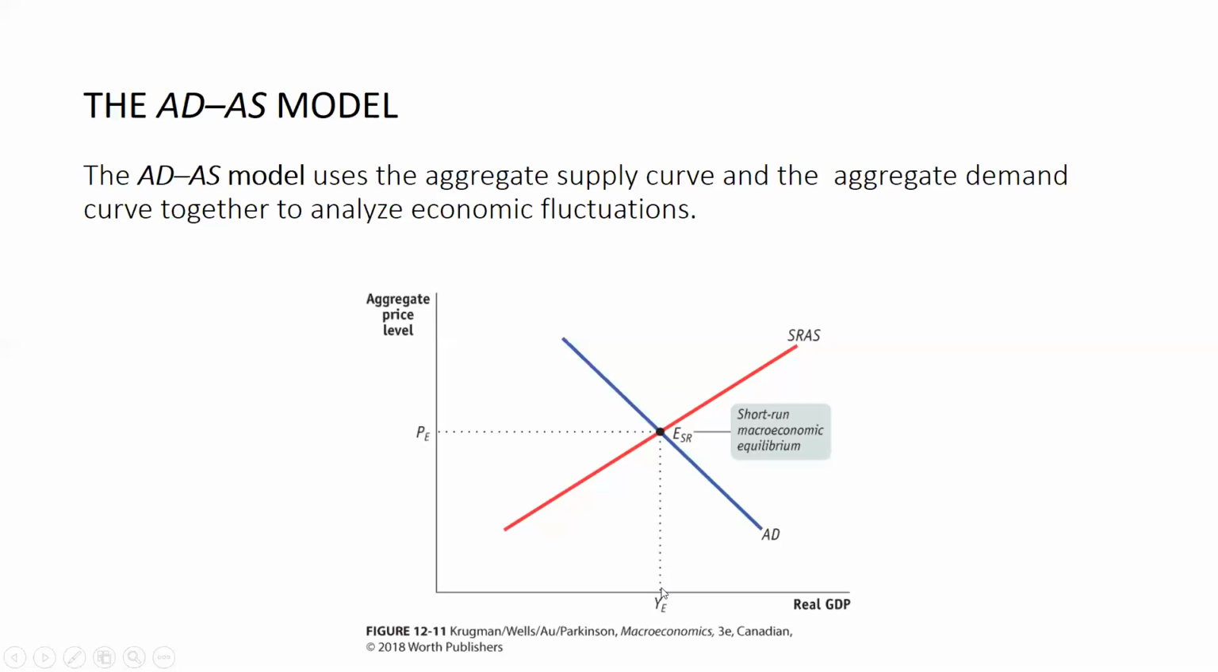So this is the basic aggregate demand, aggregate supply model. I'm going to finish here. Next time, we're going to use this model to think about economic shocks.